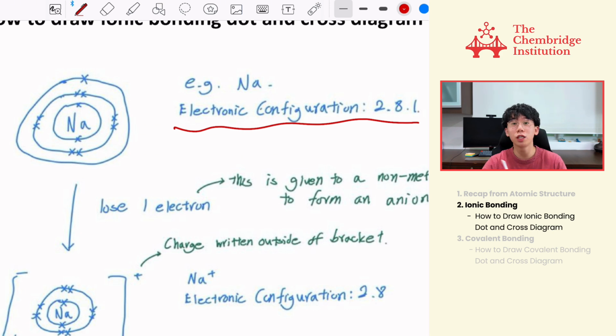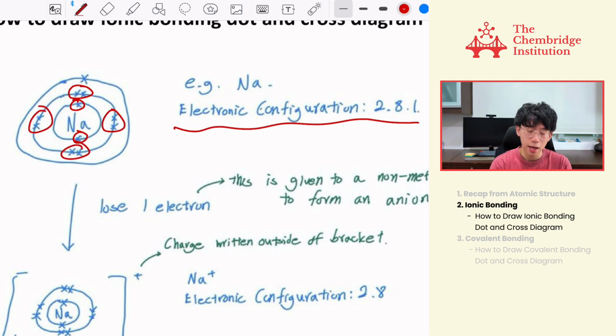Next, you want to fill each electron shell based on the number of electrons. For example, if it's 2.8.1, then the first electron shell will have 2 electrons. The second electron shell will have 8 electrons. And then the last electron shell will have 1 electron.